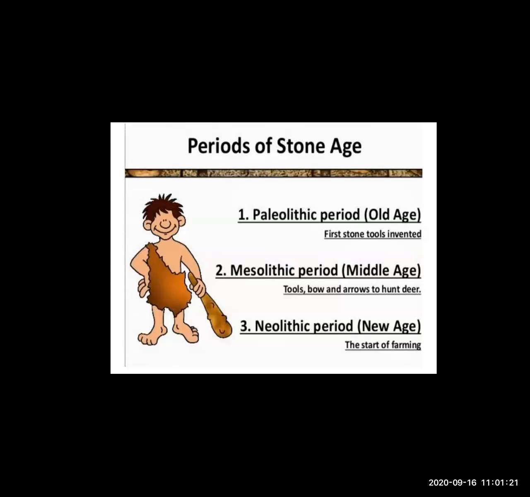Periods of the Stone Age. The first one is the Paleolithic period, that is the Old Age. The first stone tools were invented in this period. The Mesolithic period is also known as the Middle Age. Tools, bows, and arrows to hunt deer were made in this second period. The third one is the Neolithic period, also known as the New Age. That is the starting of farming. The process of farming took place in this Neolithic period. So let us learn about these periods in detail.